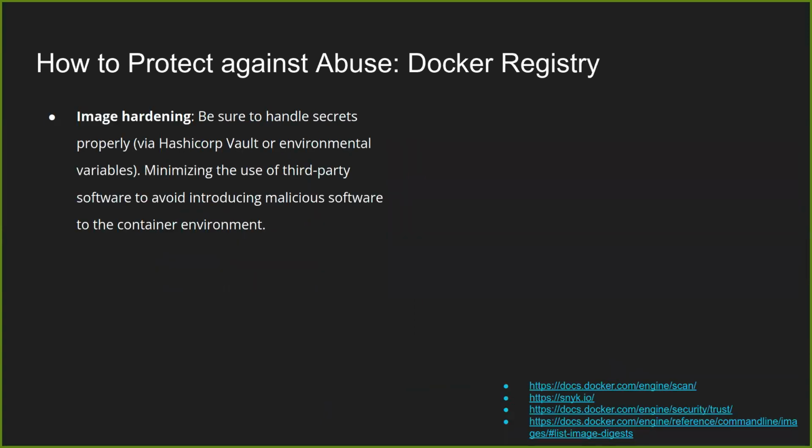So now, after you've protected yourself on your client and also on your host, the last one is your Docker registry. So with Docker registry, there's image hardening. You need to be sure to handle secrets properly. Quite recently, I remember myself and Anna were discussing this, that we need to move all our secrets and passwords to Vault instead of having them hard-coded in our files. So that is one way of doing it.